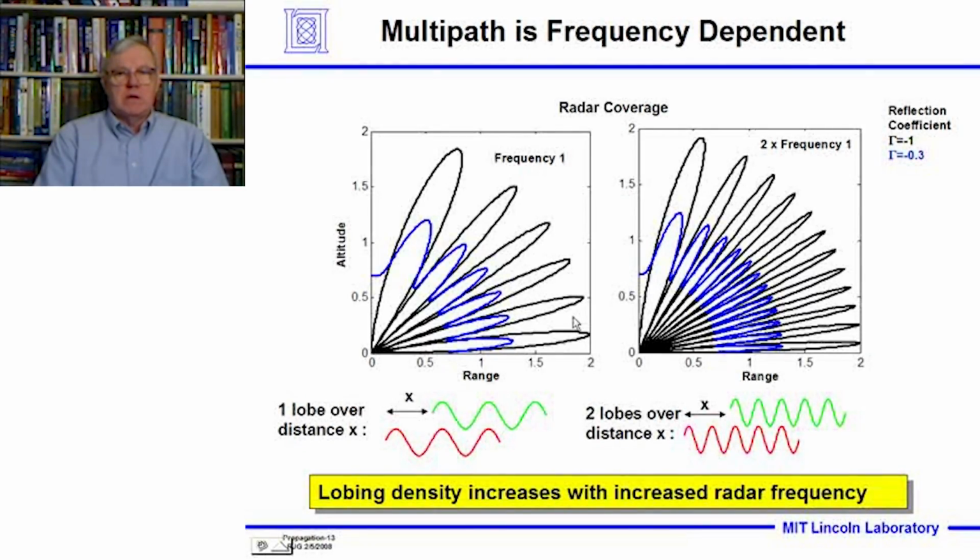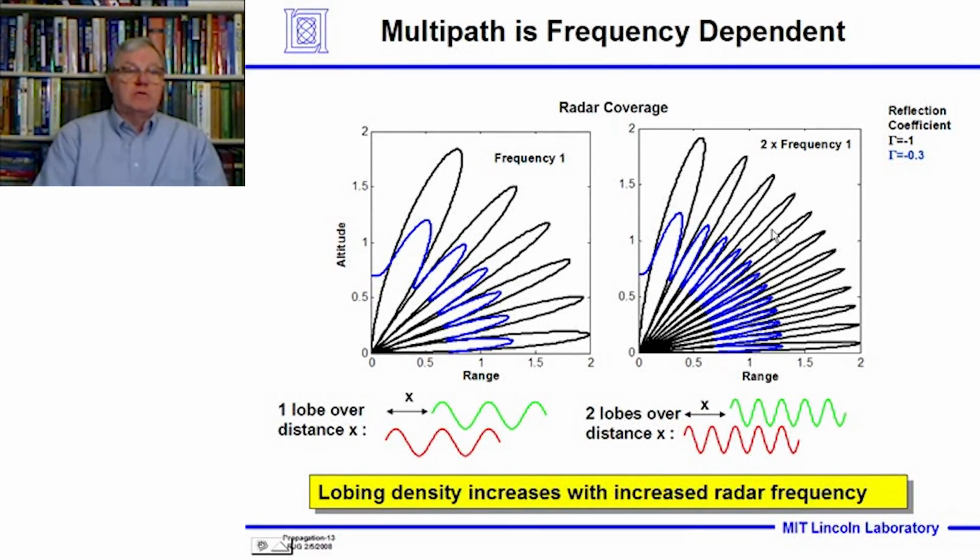So notice one performance issue that comes up. If we're very interested in detecting low-altitude aircraft, the bottom of our detection beam is going to go up, and we're going to have poorer coverage when we go to lower frequencies, but we'll have more lobes.